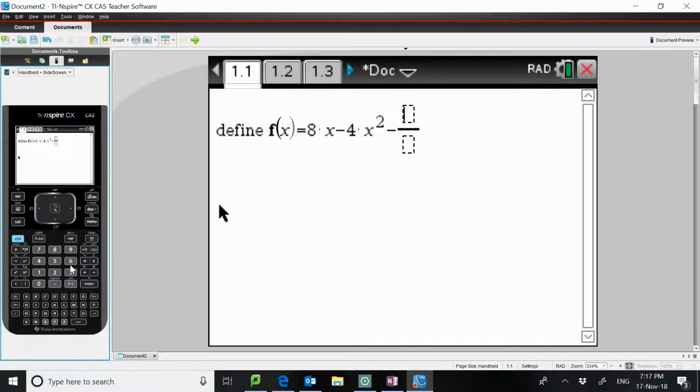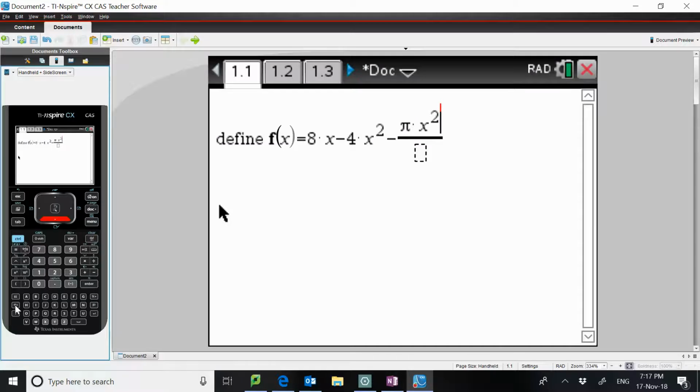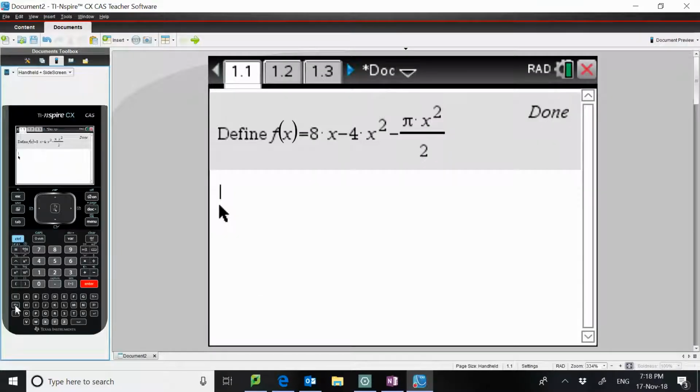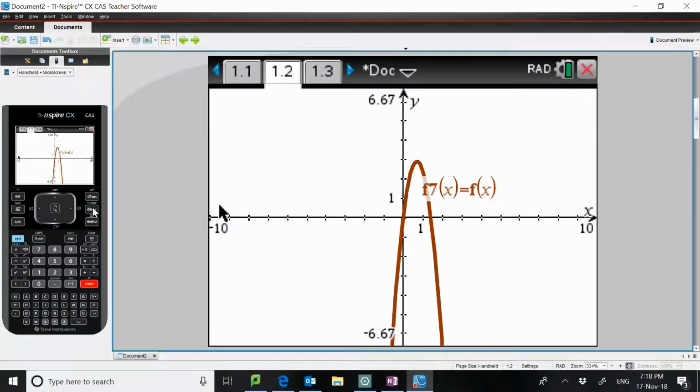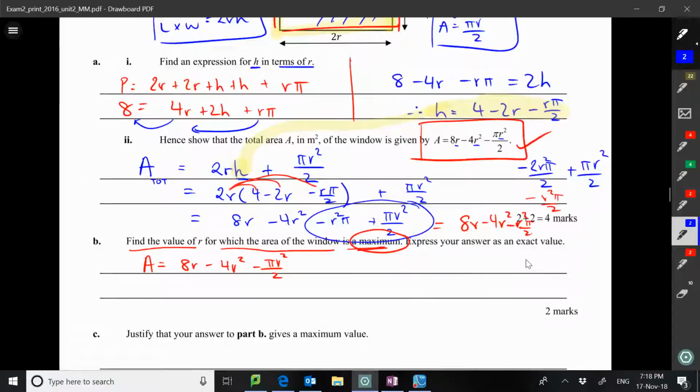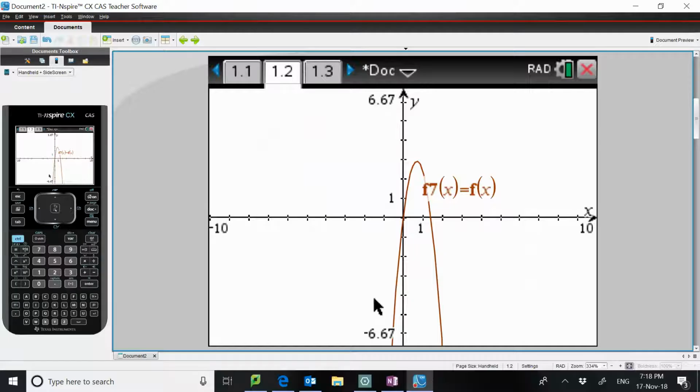Here we go, what's that? Pi r squared, so pi times x squared on 2. Is that right? Okay. Defined. Now I'm going to add a graph, and I'm going to type f of x. Okay, this is my graph, and do I expect a cubic graph or a quadratic graph? It looks like it's a quadratic graph. Yes, it is. All right, so this should be all right.